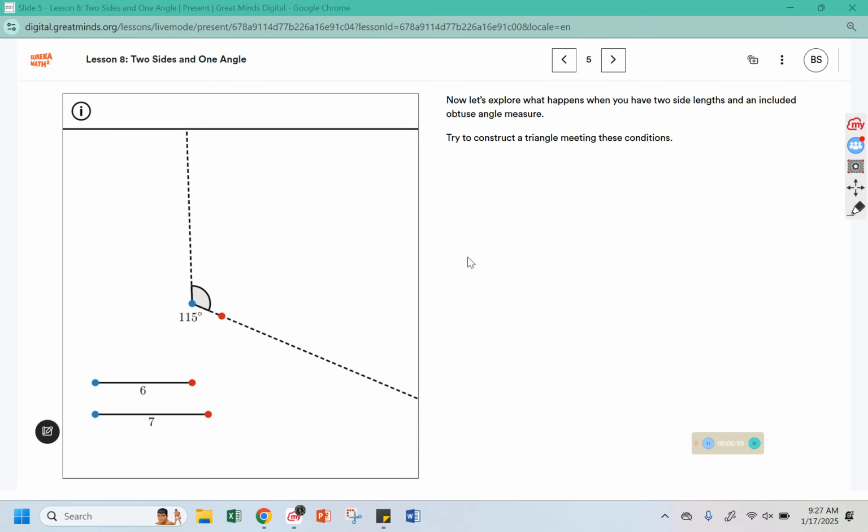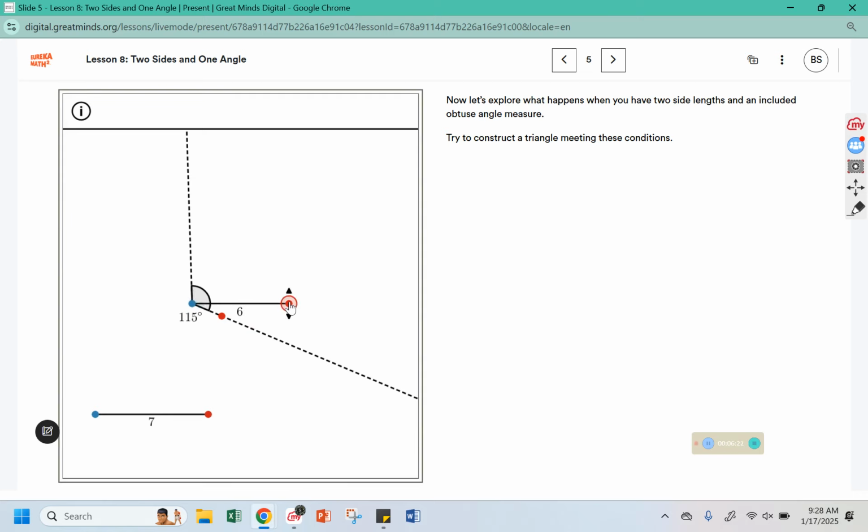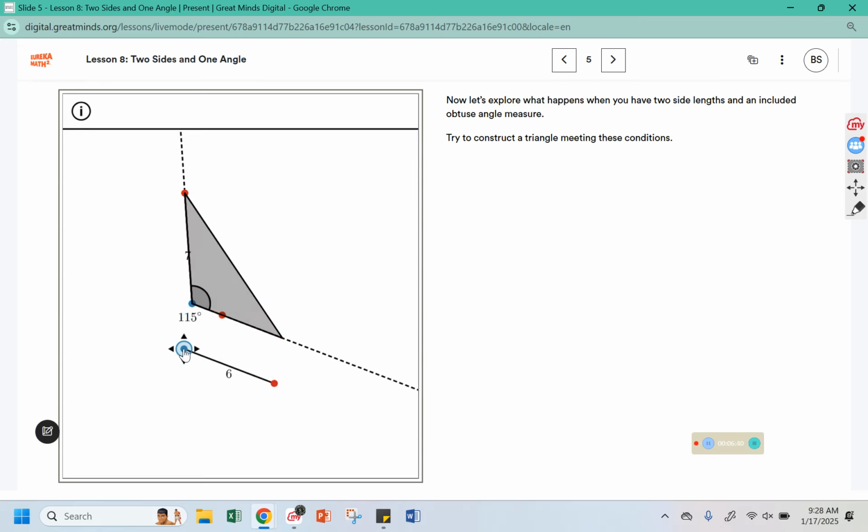Now let's explore what happens when you have 2 side lengths and an included obtuse angle measure. So remember that included phrase means it should be between these 2 sides. So if I modified it so that the 7 is on the other side and the 6 is here, again, it's just the flipped over version of that same exact triangle.